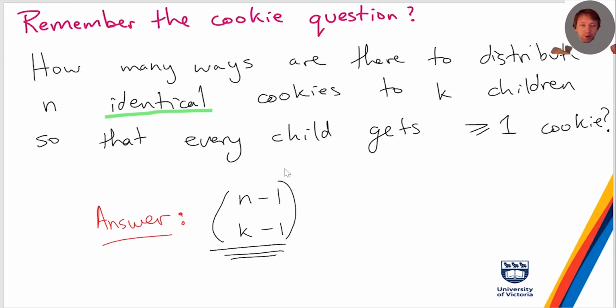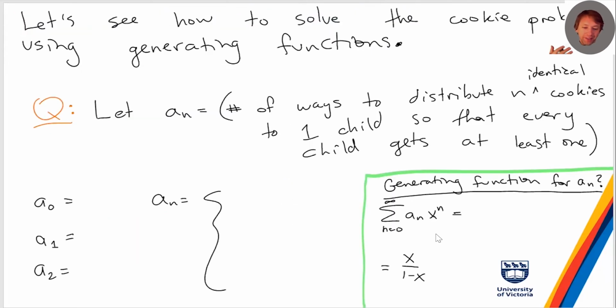Right, and the argument was, okay, put the cookies in a row and then choose k minus 1 points to break the cookies up, and then that breaks the cookies into k groups.